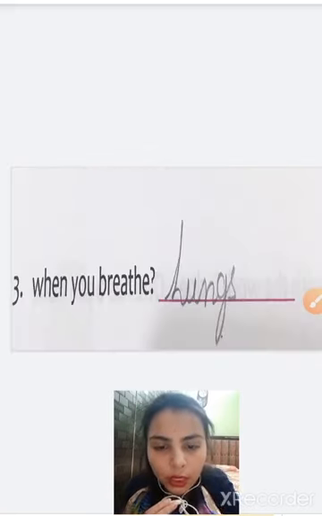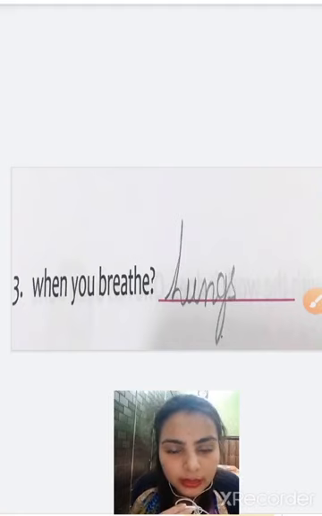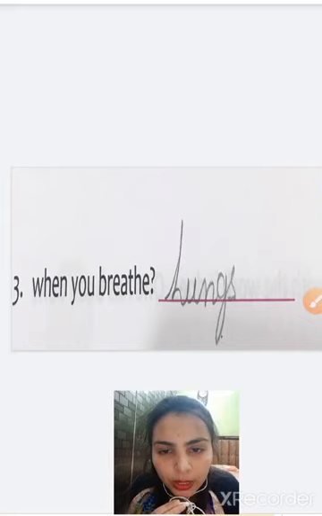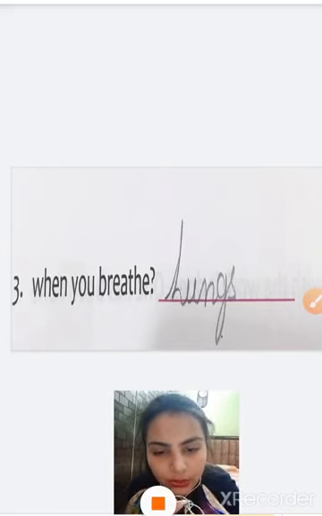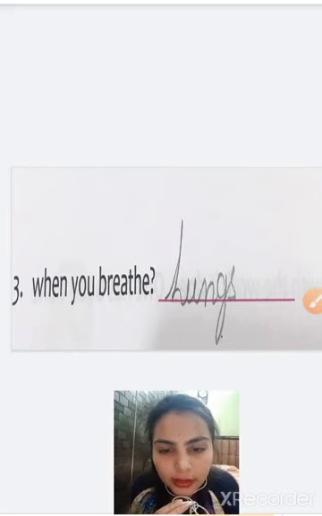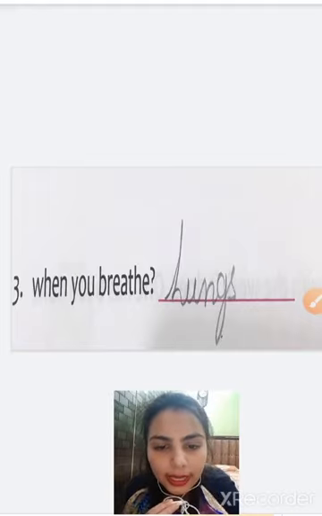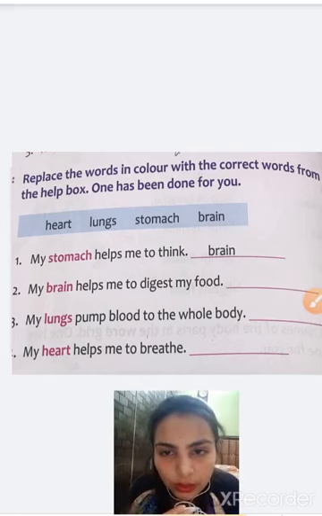Next is the third question, which is at the top of the next page: when you breathe, which internal organ helps you? Lungs. The spelling of lungs is written here, LUNGS, lungs. Below this there is one more question.